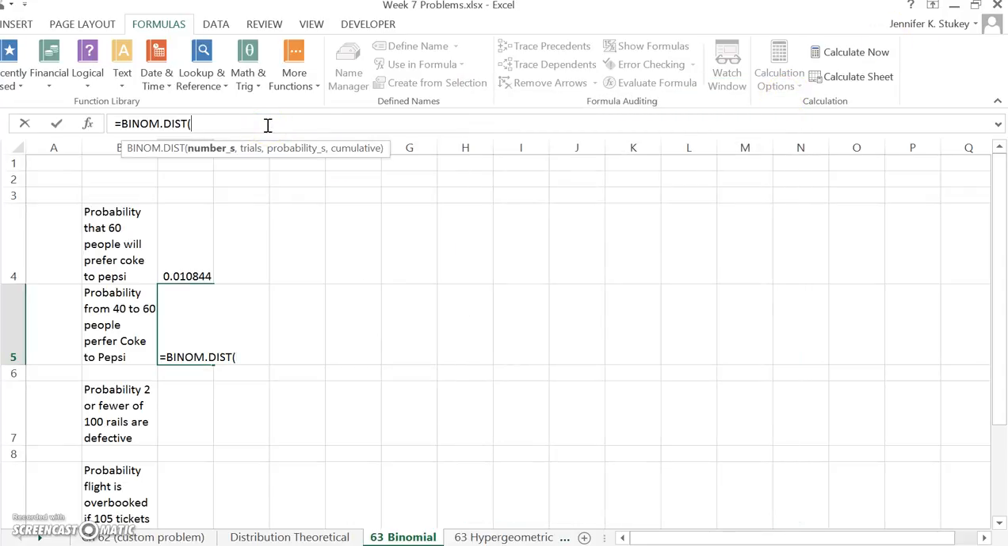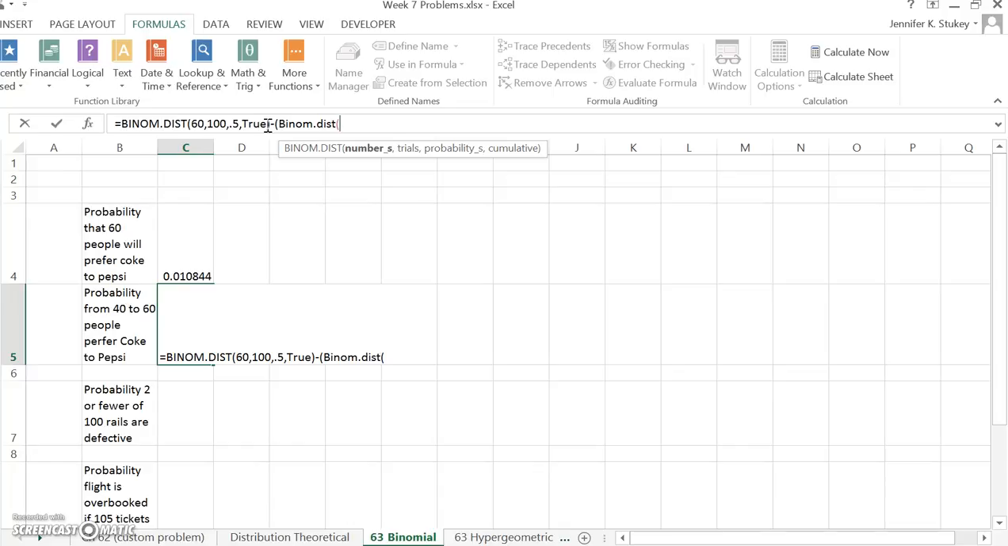So we are looking for, first of all, we're going to calculate the probability that we get 60 or less. So 60 is the number of S, 100 is your trials, your probability is still 50, and in this case we want true because we are looking for the probability of 60 or less. Then we are going to subtract the probability of 40 to 60. I'm sorry, the probability of 40 or less preferring Coke to Pepsi.